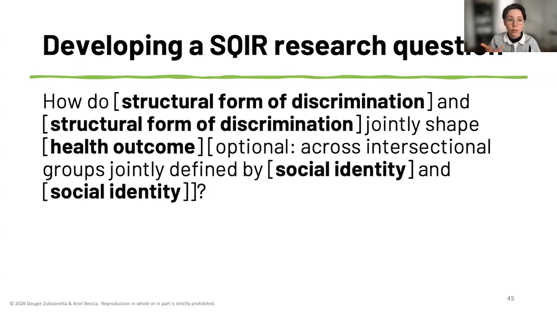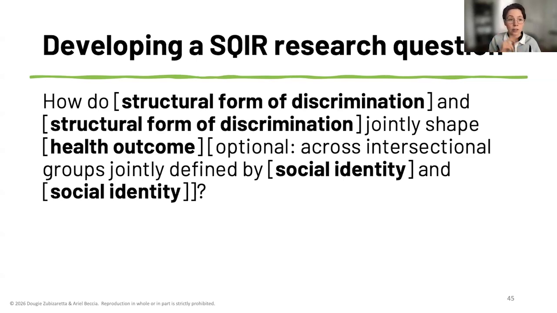So this structure will involve something like specifying which forms of structural discrimination we're interested in, our health outcomes of interest, and if we're interested in looking across population subgroups, which we mentioned we may or may not be, we can specify that here as well. And so you all don't have to follow this template word for word by any means, but this can be a helpful place to start.